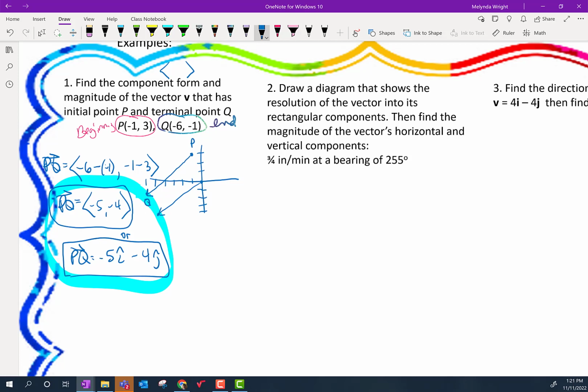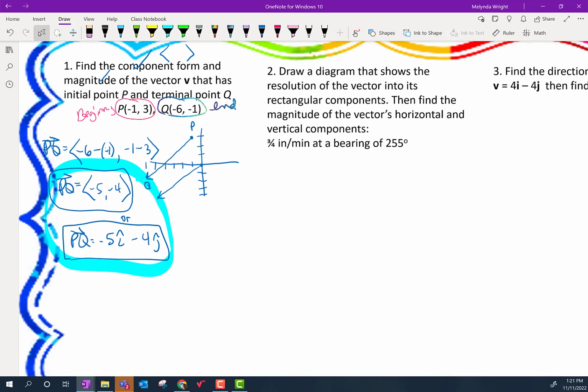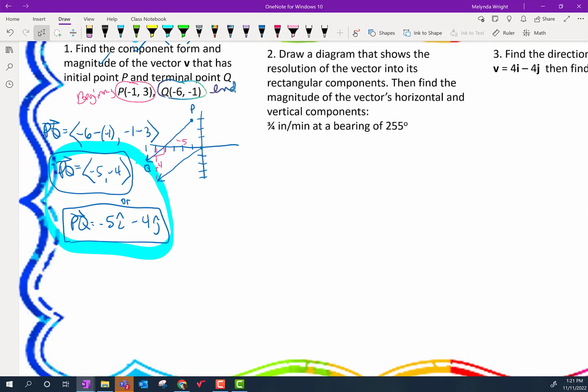So, let's see. And lastly, so we found the component form. The last thing they want us to do is find the magnitude. Okay. So that's a formula. We've got 5 this way and 4 this way. And so it's actually just Pythagorean theorem, our magnitudes. The magnitude of PQ would be square root of -5 squared plus -4 squared. It's just going to give us our length of the vector. And that is actually the square root of 41. So our magnitude is the square root of 41.